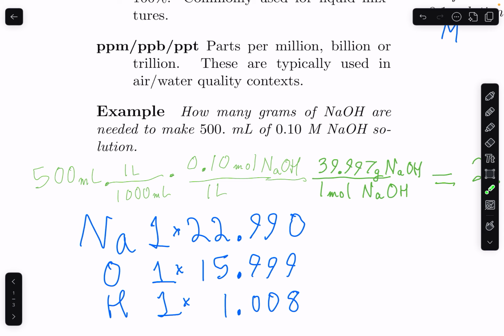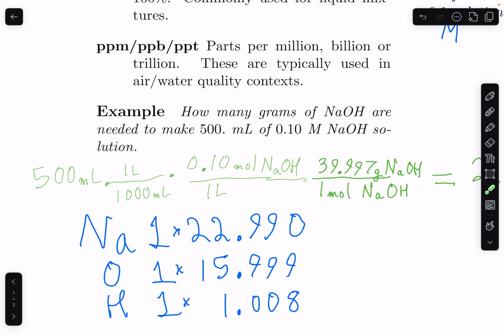So we have an example here for concentration. How many grams of sodium hydroxide are needed to make 500 mL of 0.1 molar sodium hydroxide solution? This is a pretty typical kind of calculation you would have to do later on in the course. Of course, you'll need the molar mass of sodium hydroxide, so I've calculated that off here. There's 1 sodium, 1 oxygen, 1 hydrogen, so you just add up their atomic masses and you get 39.997.